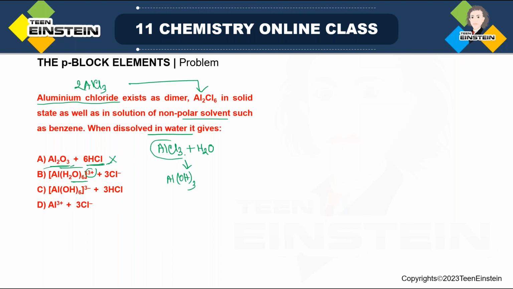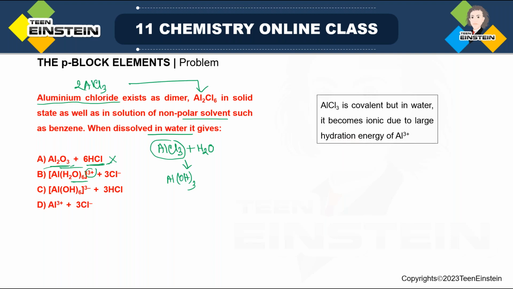Because it is true that when you are simply considering AlCl3, it will have some covalent nature, but when it is in water, now it will behave differently. Now AlCl3 is no longer covalent. It becomes ionic because of large hydration energy of Al3+. Now this Al3+ cation is surrounded by a total of 6 water molecules, and in this arrangement, energy is liberated. That means the system is very stable.